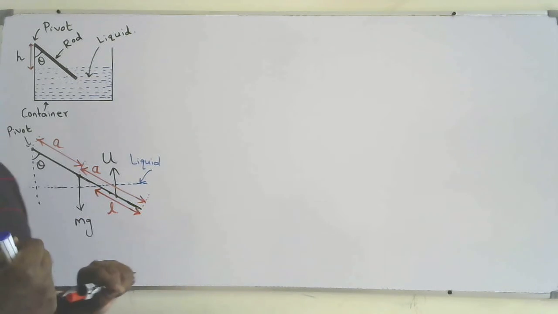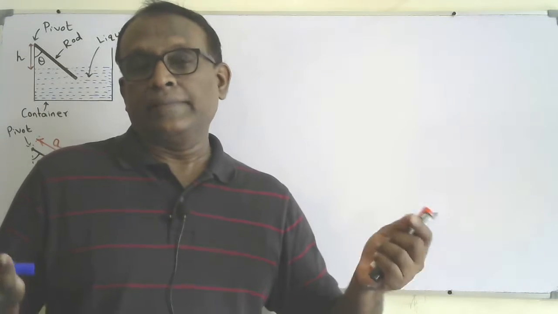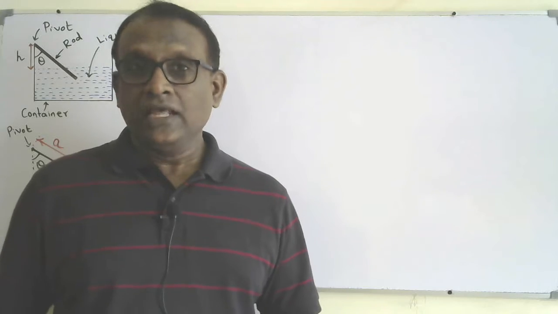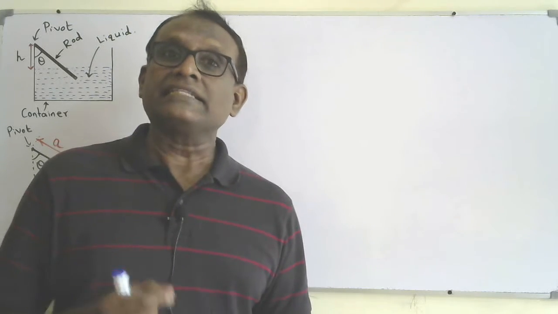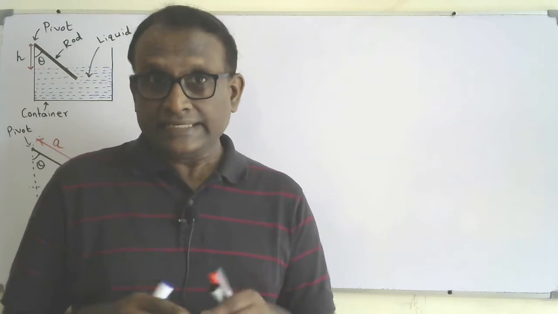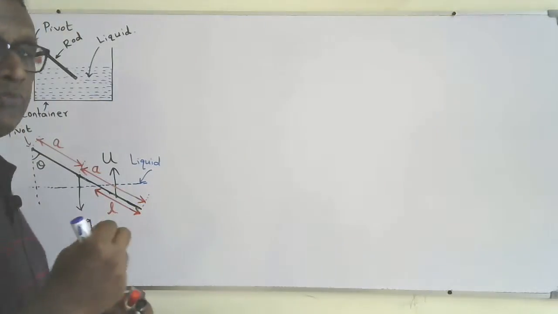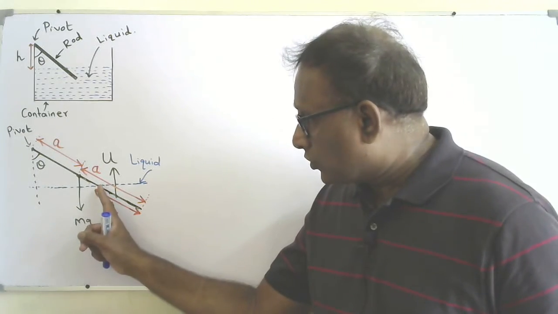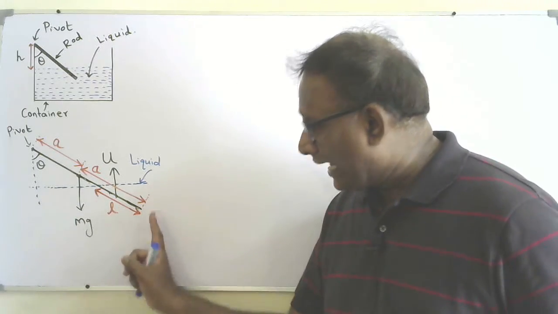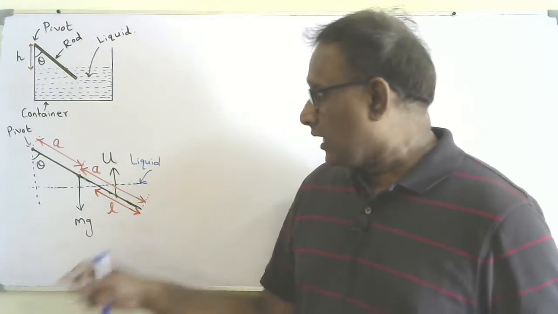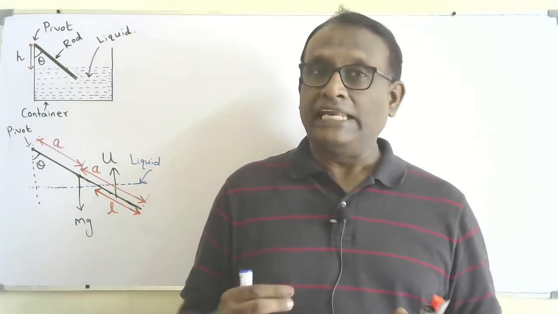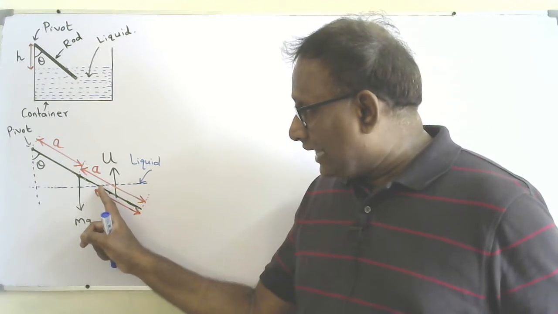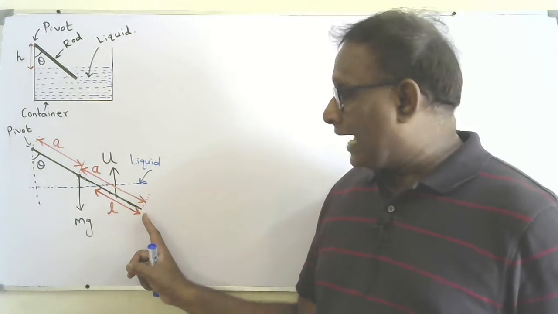So the upthrust, where will it act? Archimedes principle, the upthrust is equal to the weight of the displaced fluid. It will act at the center of mass of the displaced fluid. So what shape of fluid will be displaced? The shape of the fluid displaced is also a rod of length L. I hope you understood. The shape of the liquid displaced is also a rod of length L.